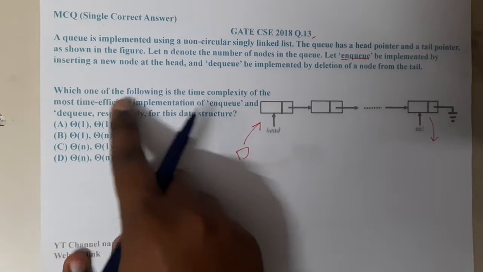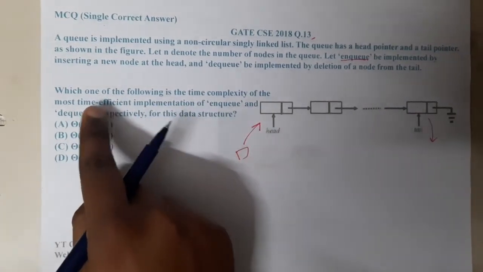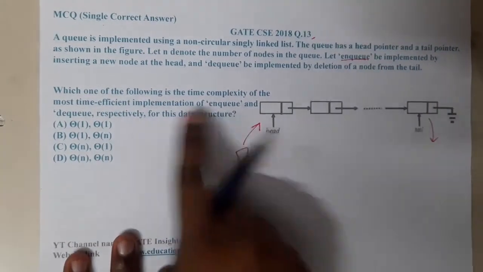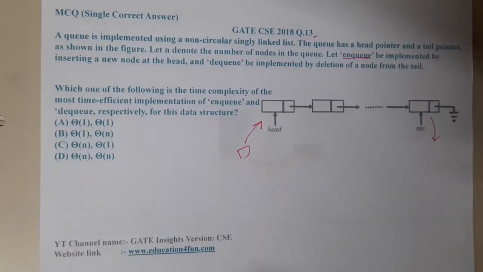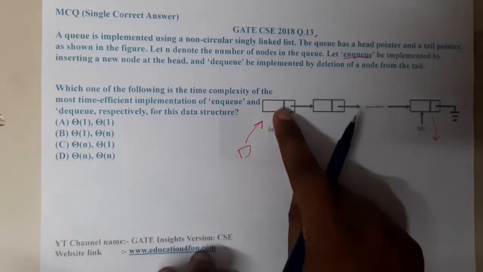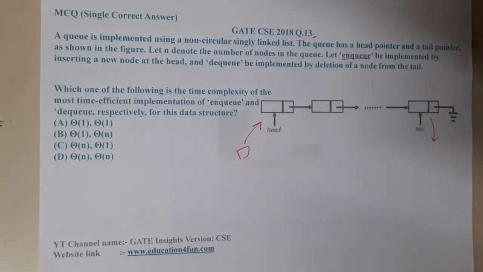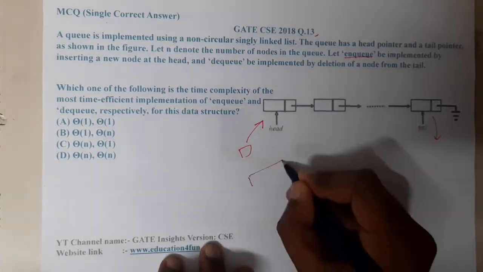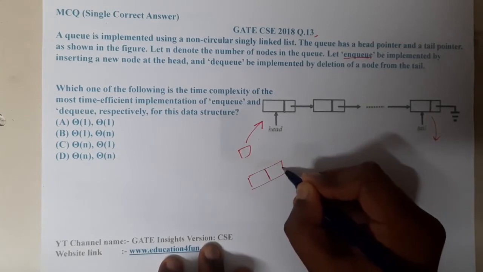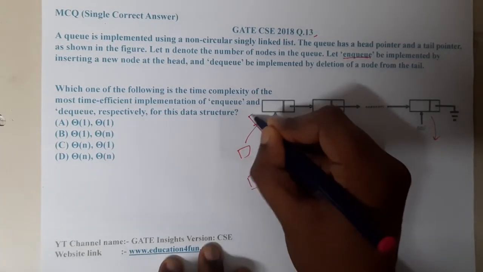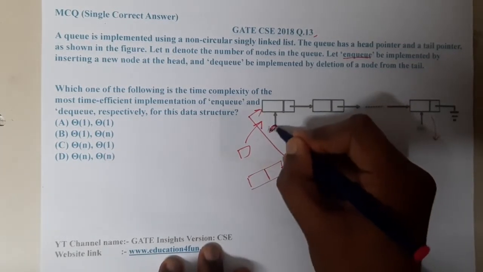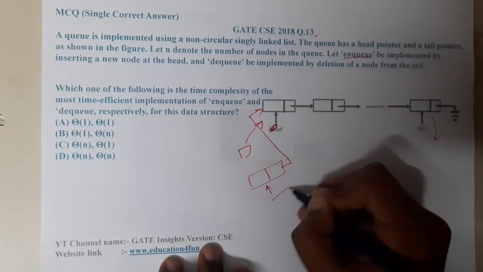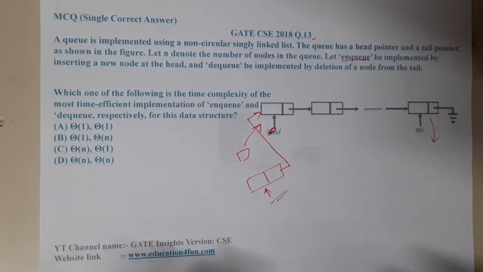Which one of the following is the time complexity of the most time efficient implementation of NQ and DQ? This is really an interesting question, guys. So to insert a new element, what is the time complexity? I create a new node, directly link it to the current head, and update the head to this new address. So that's quite simple, right?